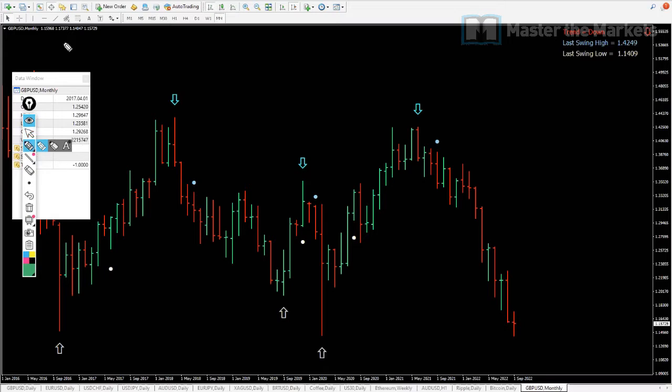So here we are, traders, on the GBPUSD monthly time frame. Before I start to analyze it, let's take a look at the model of position trading. How should we be approaching it?